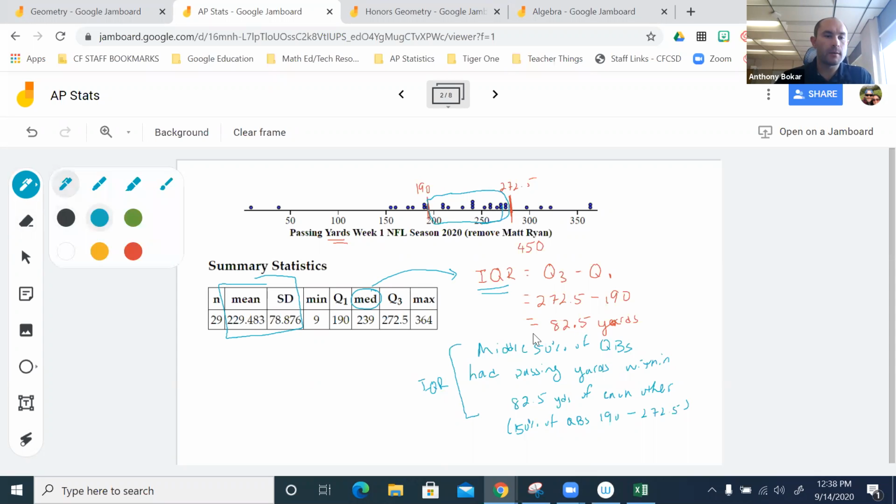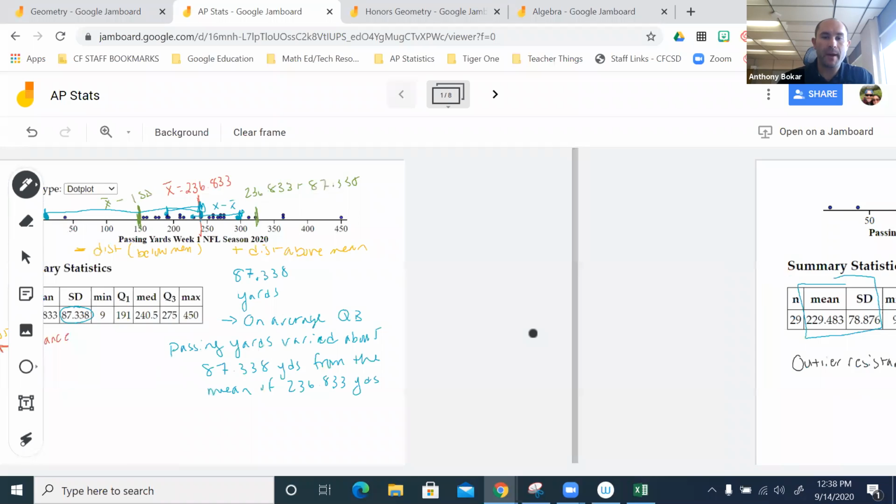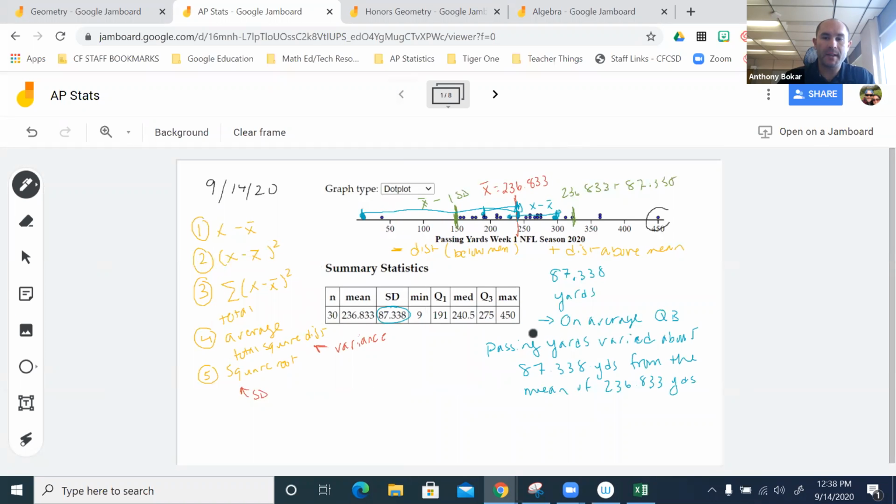Another question I had was, what's the idea with this thing called outlier resistance? I think this is a good example to explain this. I told you I removed Matt Ryan. Matt Ryan was 450 yards. So here's the data we have without Matt Ryan. If I go back to the other data set that includes Matt Ryan, here's Matt Ryan out here. He's now included in our data with 450 yards.